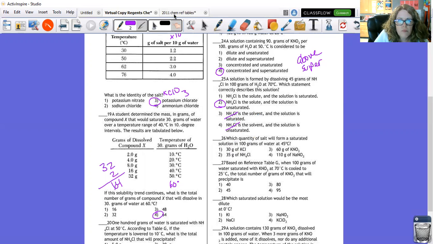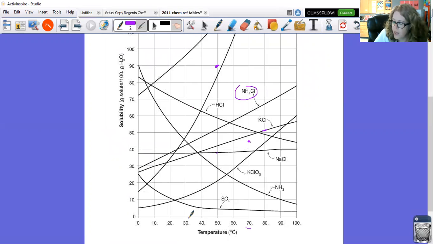All right, so I have, again, so tedious. Okay, so 45 degrees is here, okay? And I have 30 grams of KCl. So that is right here. And that's not saturated because it's below the KCl line, the potassium chloride line.